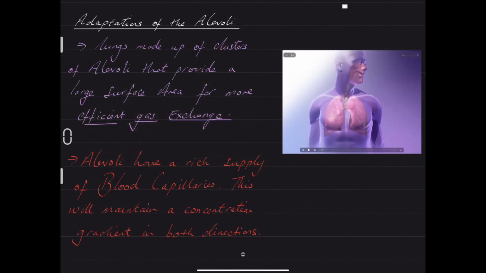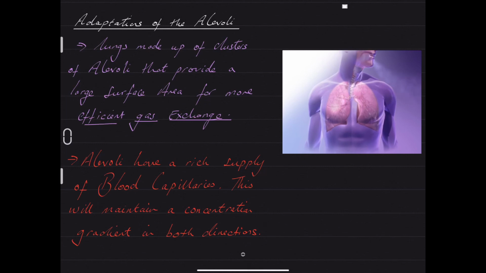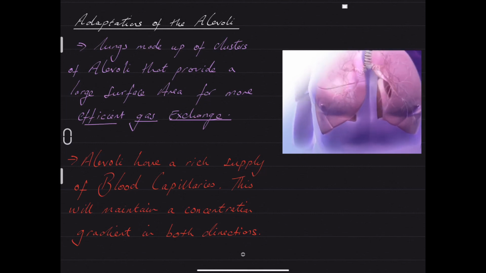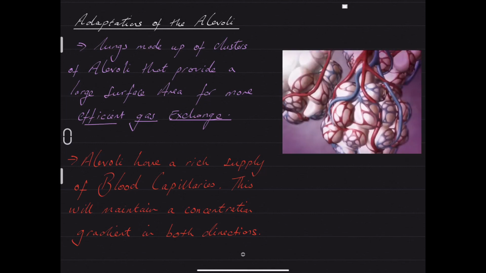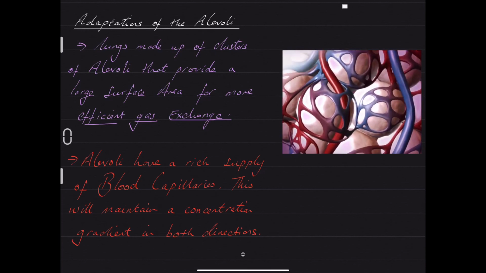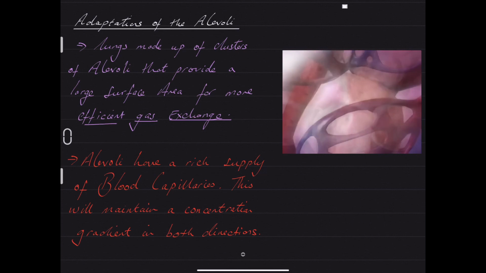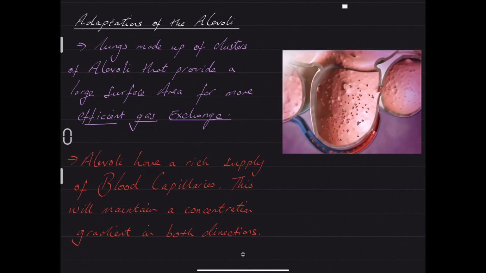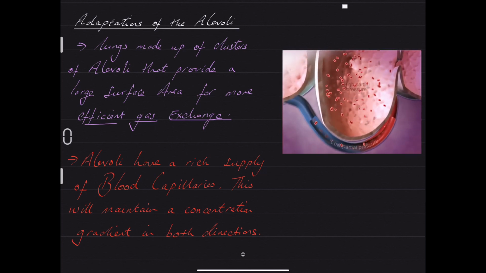Could you put the subheading, Adaptations of the Alveoli? When we talk about how the lungs are adapted for gas exchange, we say that the lungs are specifically adapted to make gas exchange happen more efficiently by the alveoli, and how that aids in efficient gas exchange.